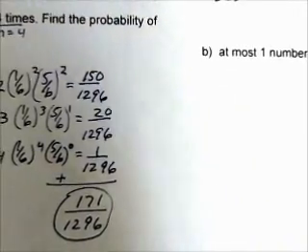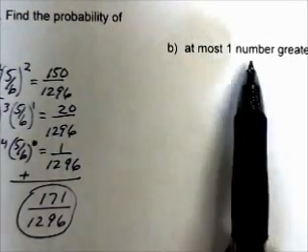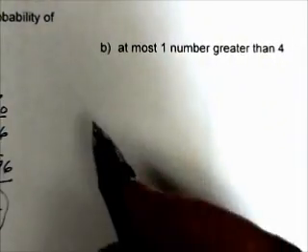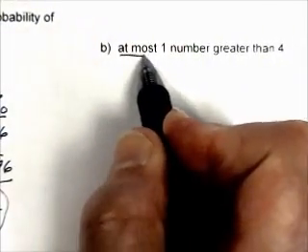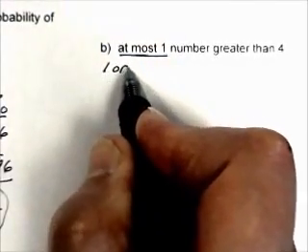Next, same fair die is tossed 4 times. Find the probability of at most one number greater than 4. At most one number greater than 4. So at most 1 means 1 or less.